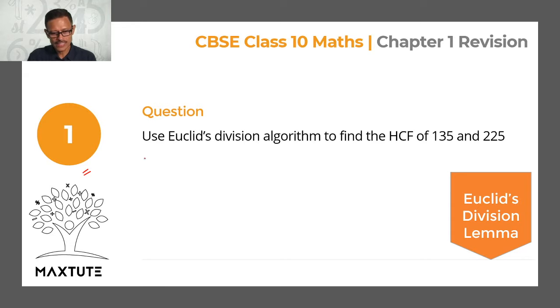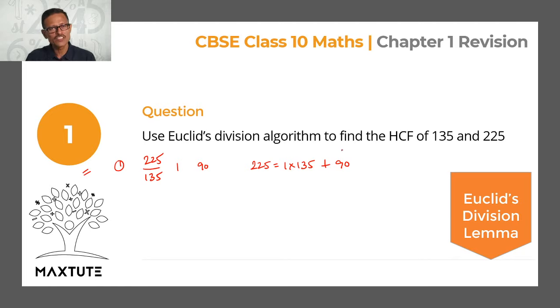What we're going to do is we're going to take this larger number 225, that's step number 1, divided by 135. 135 goes once in 225, so the quotient is 1. There is going to be a remainder, and the remainder in this case is equal to 90. So step 1, we're going to write 225 is equal to 1 times 135 plus 90. So this resembles the division algorithm of Euclid. a is equal to b times q plus r.